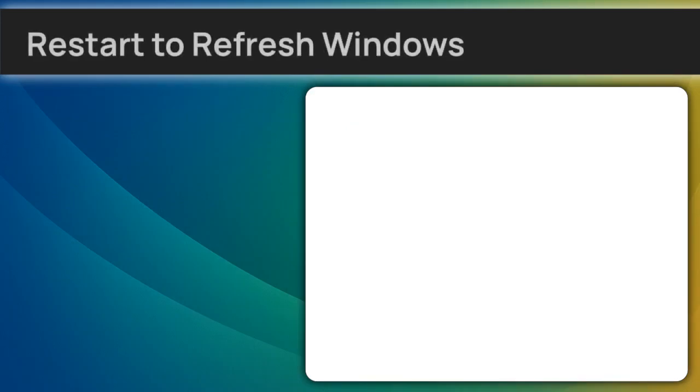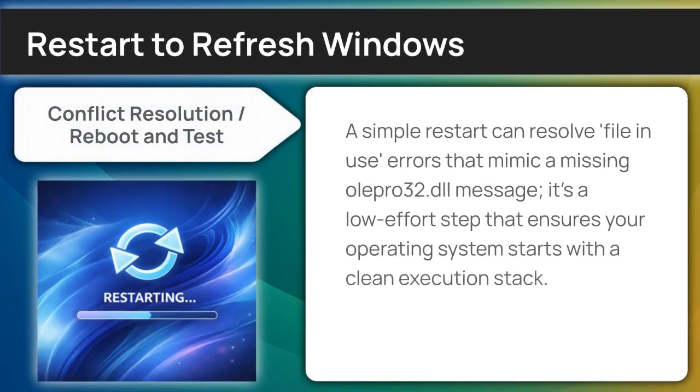A system reboot is a reliable way to clear away zombie processes that might be interfering with OLE Pro32. It's a low-impact step that ensures your operating system is starting with a synchronized environment.